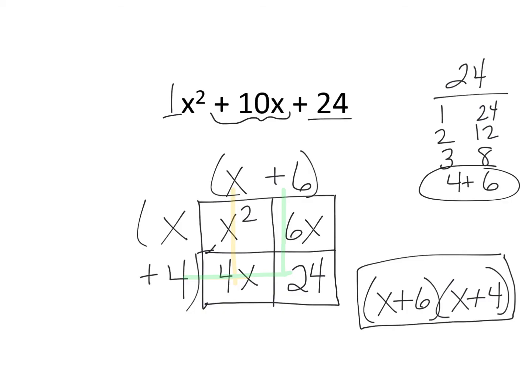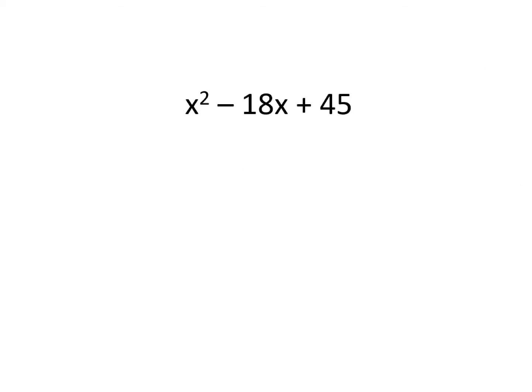Here we go again, and the only difference here is that the middle term is going to be negative. So we're still going to multiply my A times my C. So 1 times 45 is 45. And go ahead and write the factors down. So let's see, that's 1 and 45, 3 and 15, 5 and 9. I believe that is it.